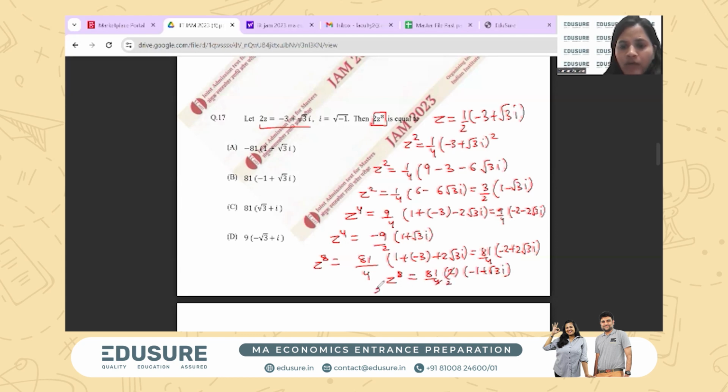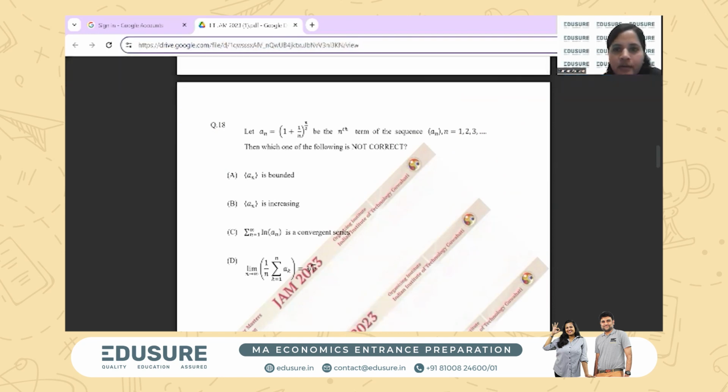Okay. So now we cross multiply. (2z)⁸ will be 81(-1 + √3 i). So option B is the answer. IIT JAM 2023, question number 18.